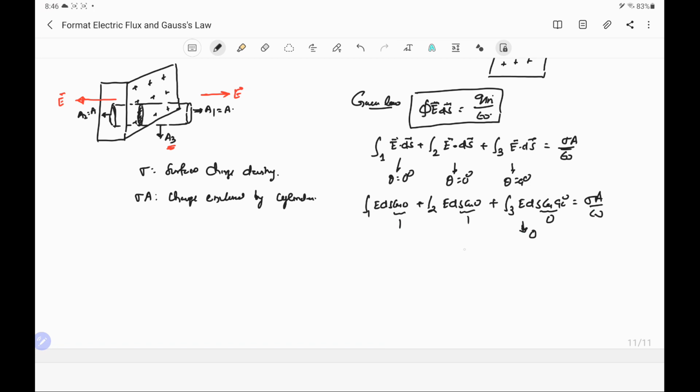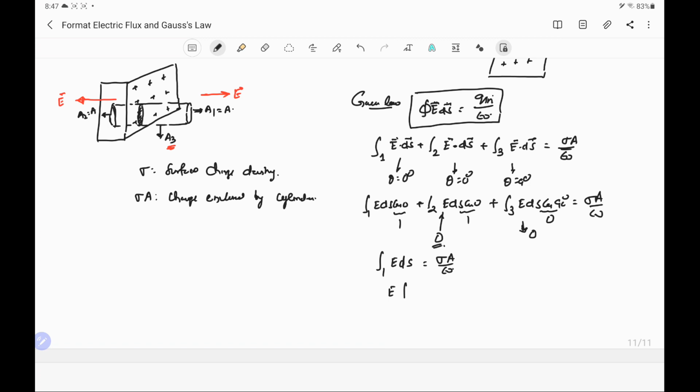And if we check, the second surface is inside the conductor, and inside the conductor E is 0 because charge cannot lie inside the conductor. Therefore, the only remaining portion is the integral over the first surface, that is E ds. It is equal to sigma A by epsilon naught, and E is constant in magnitude, being uniform at a distance.